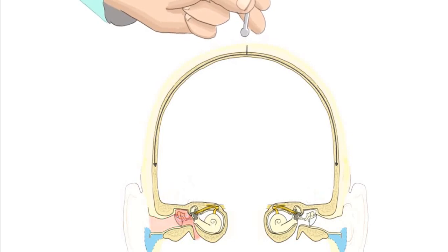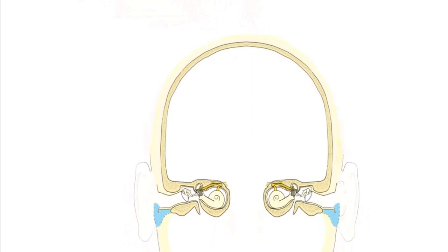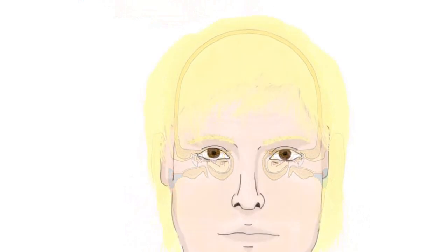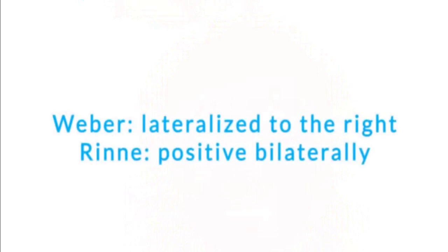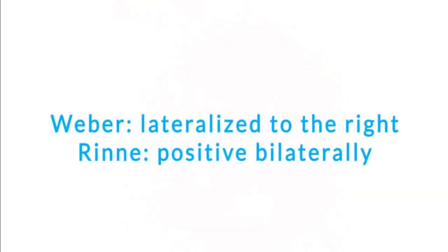Differentiating between sensorineural and conductive hearing loss is only possible by interpreting results from both the Rinne and Weber tests. To illustrate, the following test results show the clinically relevant constellations. Weber, lateralized to the right. Rinne, positive bilaterally.